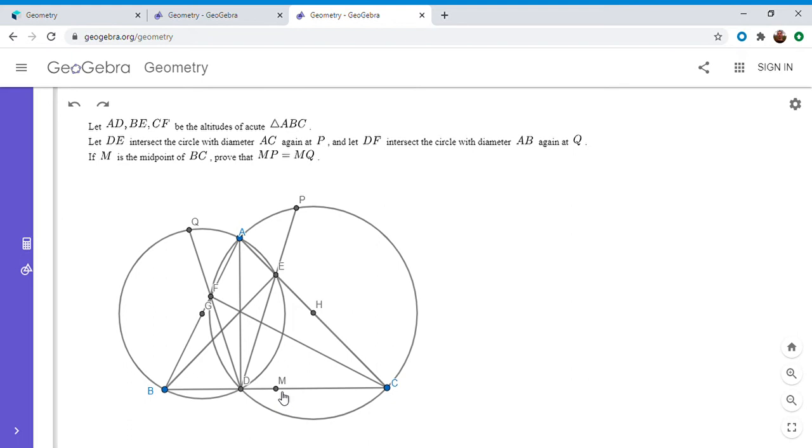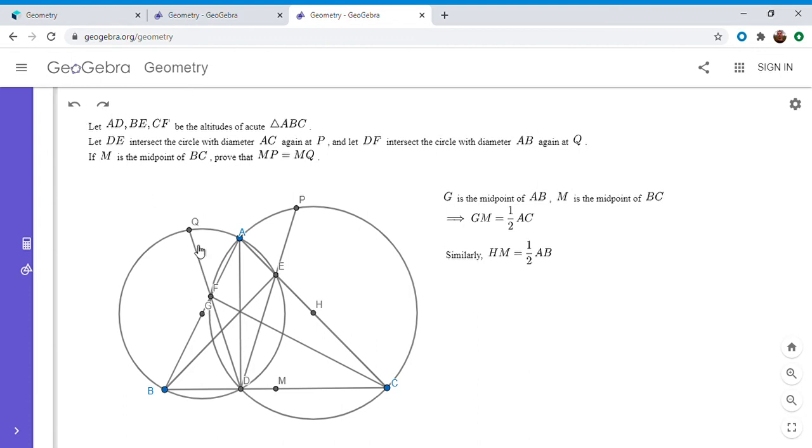Okay, so it's fairly easy to see that GM has to be half of AC, since G is the midpoint of AB and M is the midpoint of BC. So I'm going to write that out. So G is the midpoint of AB because it's the center of that circle, and M is the midpoint of BC by definition. And so therefore GM is a mid-segment in triangle ABC. And so GM is half of AC. And then by the same logic, HM has to be half of AB. Right?